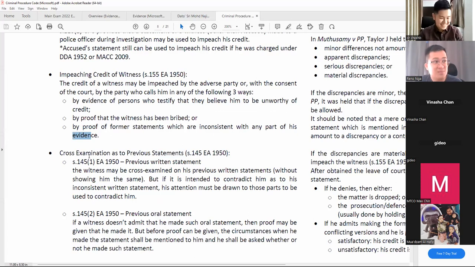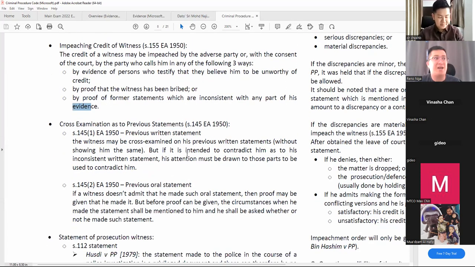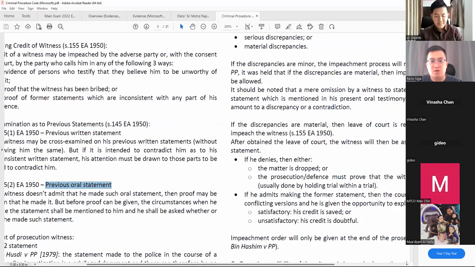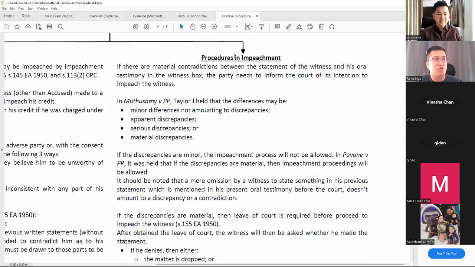Once you prove it's an inconsistent statement, then you need to go to 145, which is whether this is inconsistent with the previous written statement or the previous oral statement. In this case I think it's an oral statement, but whatever, written or oral, you can use 145. On the facts, I think this is inconsistent. Therefore, we go to the procedure. For the procedure, you must find out whether it's a minor, apparent, serious, or material discrepancy. On the facts, I think it's a material discrepancy.